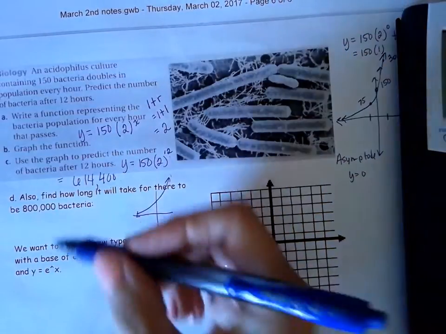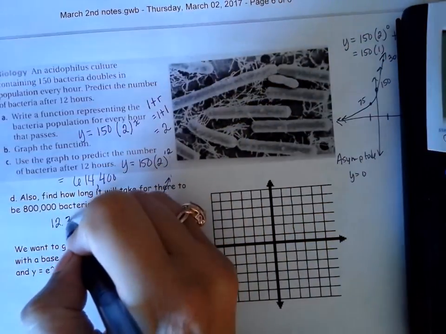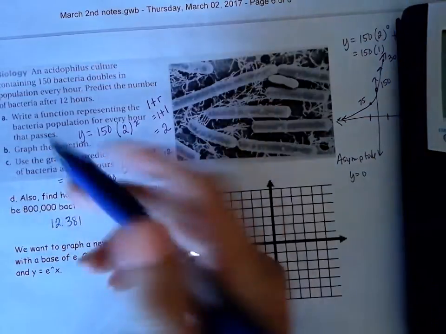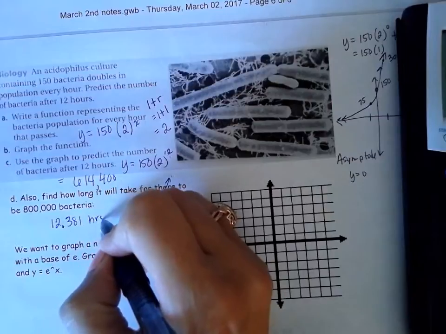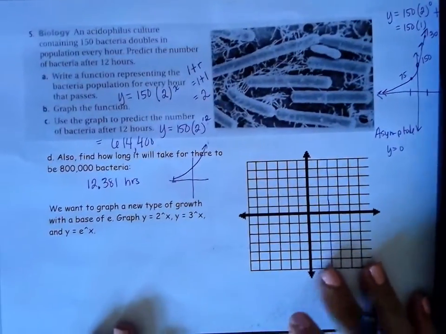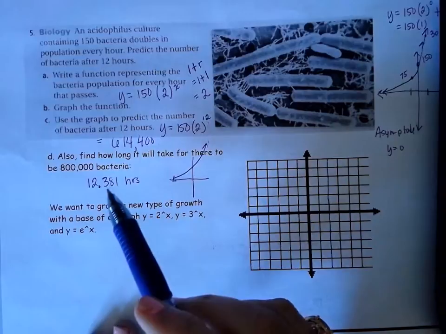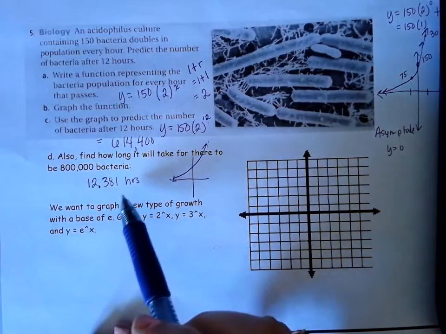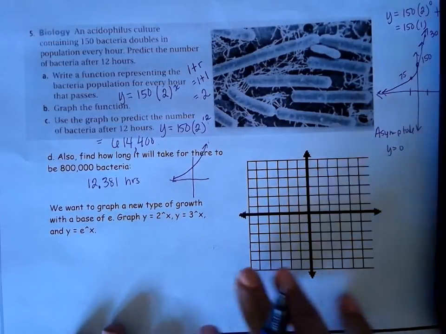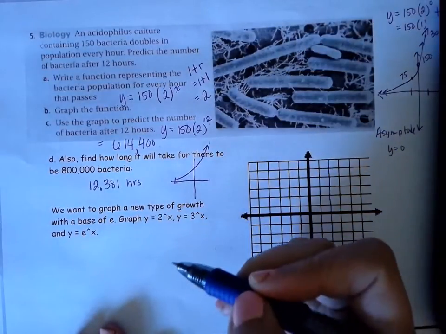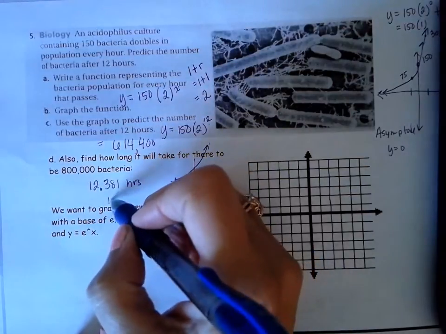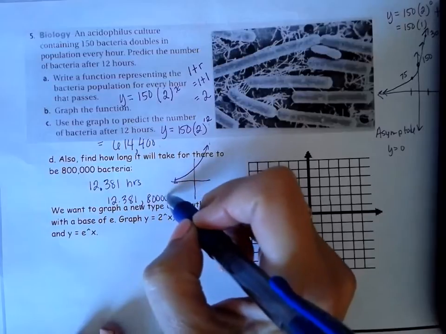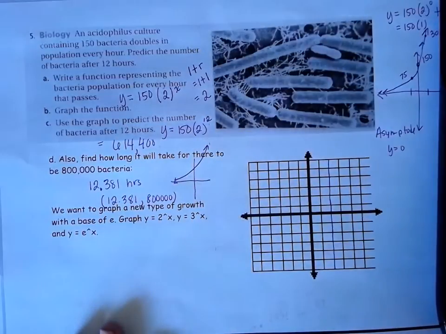So 12.381 is this answer, and it's going to be in the units of hours. It's growing very rapidly. Starting with 150, it grows to 800,000 bacteria after a little more than 12 hours. So that's about how long it takes. So there's a physical point, an XY coordinate pair, which would be at 12.381, comma, 800,000 bacteria. That's what we just located.